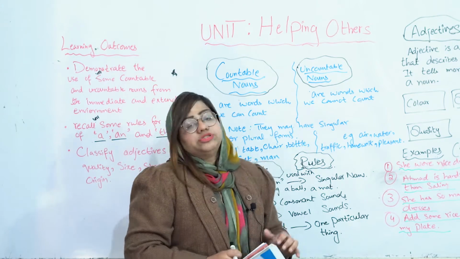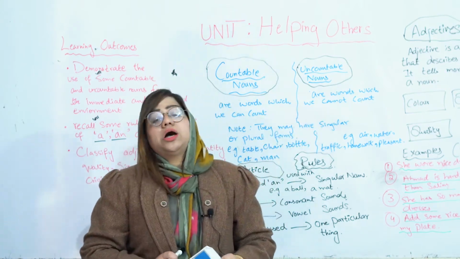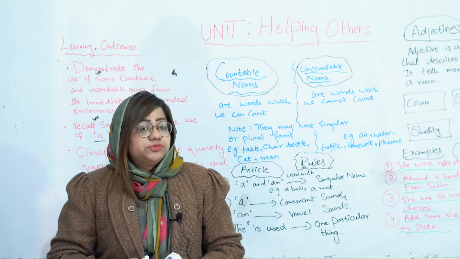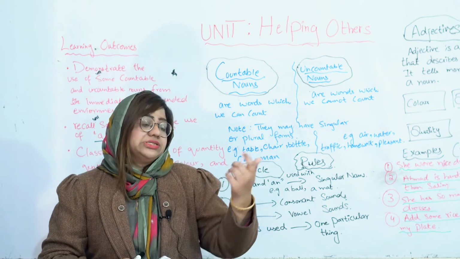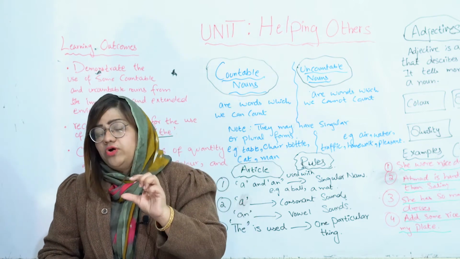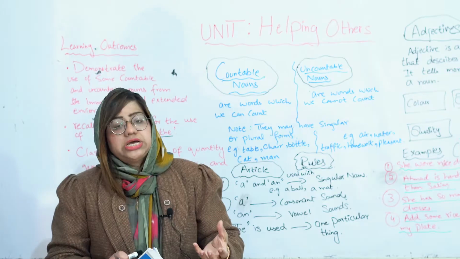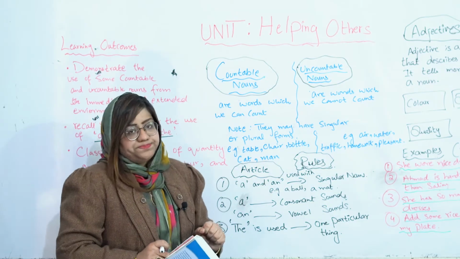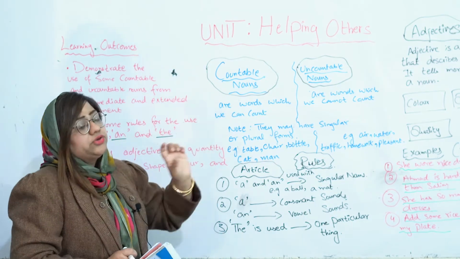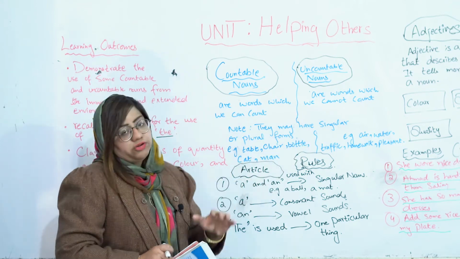Move on to the uncountable nouns. These are words which we cannot count. For example, if we praise someone and say you are looking so beautiful, the word beautiful cannot be counted, however much you describe how beautiful he or she is. So these are called uncountable nouns. For your sake, you need to remember it. They may have singular or plural forms.